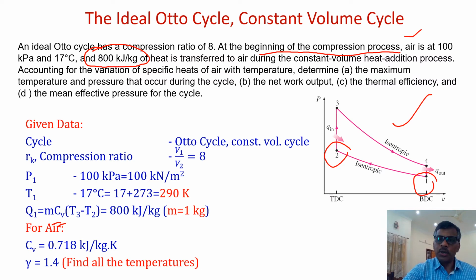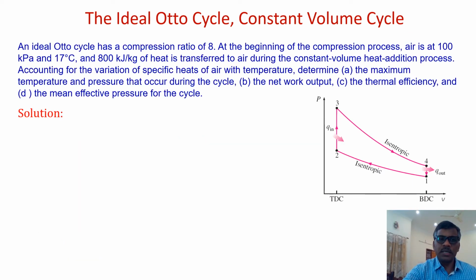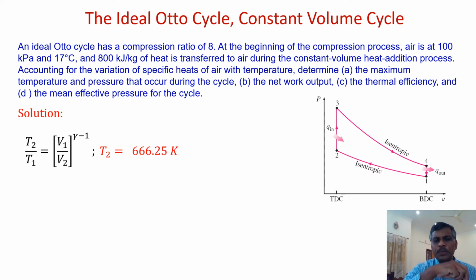Okay, we'll go ahead. T1 is given so that you can calculate T2. Here again, let us take the process 1 to 2. What is the 1 to 2 process? It is a reversible adiabatic, otherwise called isentropic. So you can apply that law. You have an equation, T2 by T1 is equal to P2 by P1 to the power gamma minus 1 by gamma, that is equal to V1 by V2.